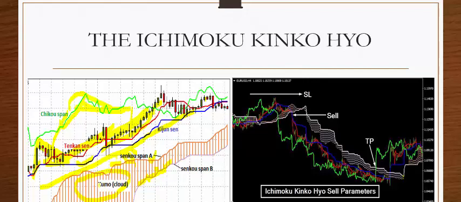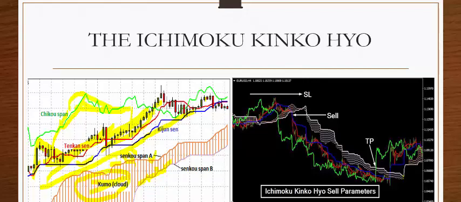So the Kumo could be blue, could be green, it could be red. When the Senkou span A and B cross each other, the Kumo cloud changes. If it changes to green, it means the market is bullish. If it changes to red, it means the market is bearish. All right, so at the cross of A and B, the cloud changes.